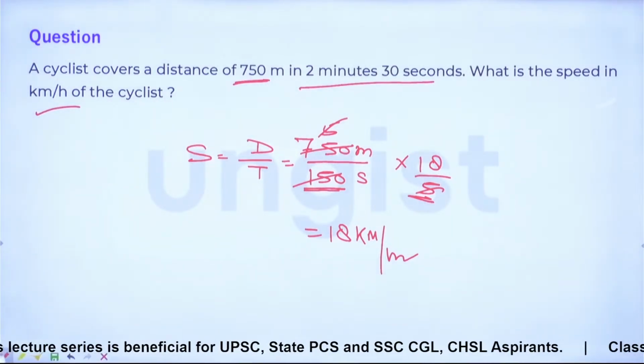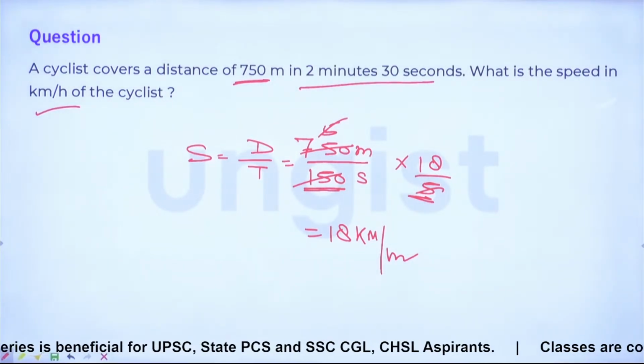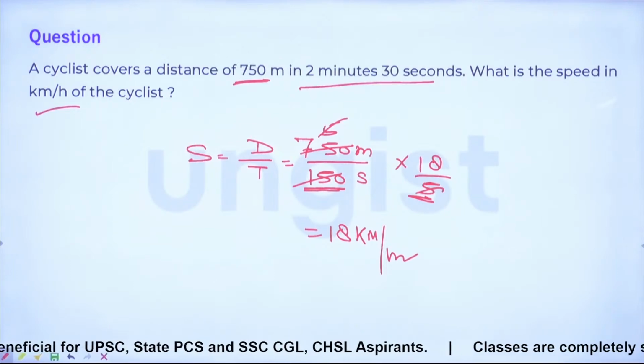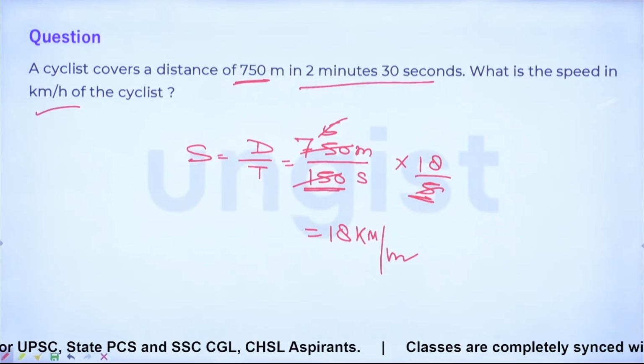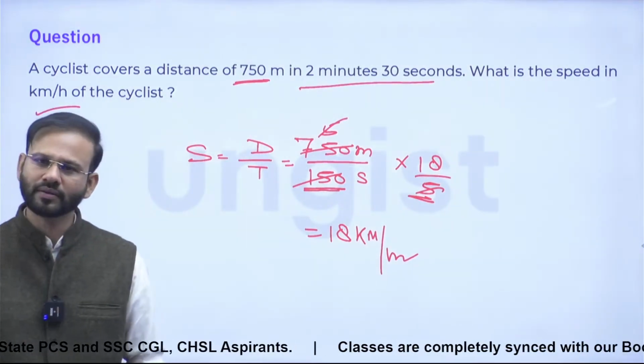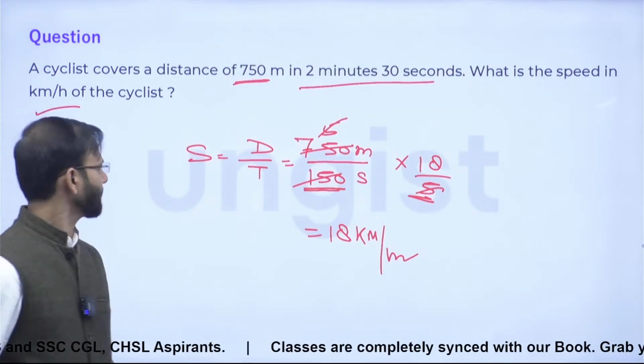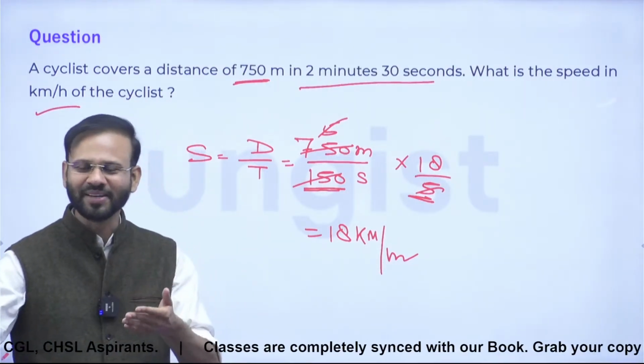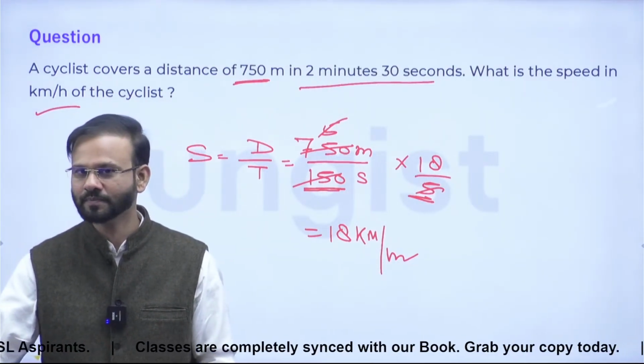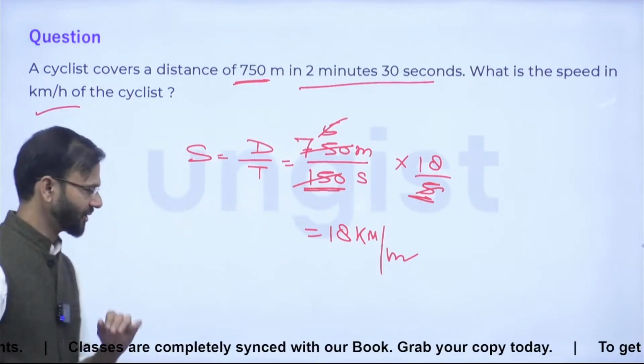Yeah. So if 18 by 5, 5 will not go. How? So 150 into 18 by 5, so 5 is not going to the numerator. What exactly are you asking? Just come again. See, the thing is, let me tell you.